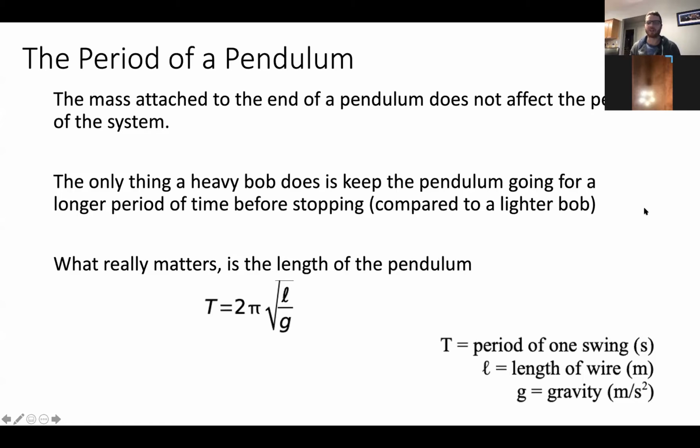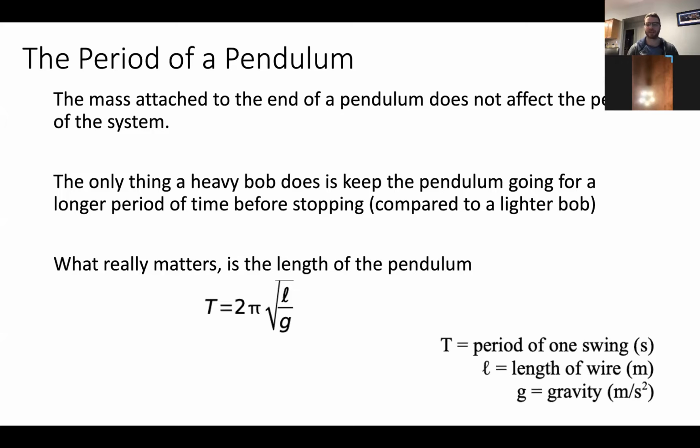So the period of a pendulum is what's next. This is going to be our last topic for today. So one thing you might be surprised to know is that the mass attached to the end of a pendulum does not actually affect the period of the system. The only thing that a heavy bob does, remember bob is the thing that's at the end of a string, just a general term, is keep the pendulum going for a longer period of time because it has more momentum, right? What really matters when trying to find the period of a pendulum is actually the length of the pendulum and the force of the gravitational field surrounding it.